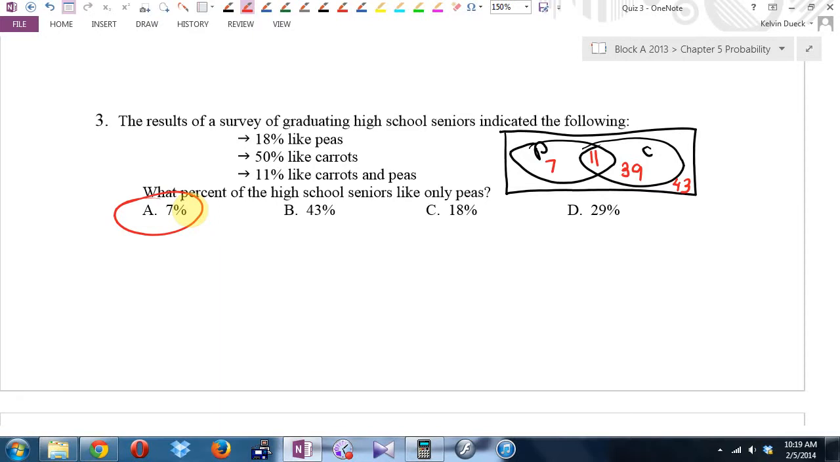What number is right there? Read it to me. I can't put an 18 there because I've already got an 11 inside the P circle. If I put an 18 there, I'd be saying that 18 plus 11, I'd be saying 29% like P's. What do those two add to? That's the 18% that like P's. What do those two add to? That's the 50% that like carrots. Okay, I have to subtract to find what goes. If I know the middle, the overlap, I've already got some in there already, I have to subtract to find what's left over.